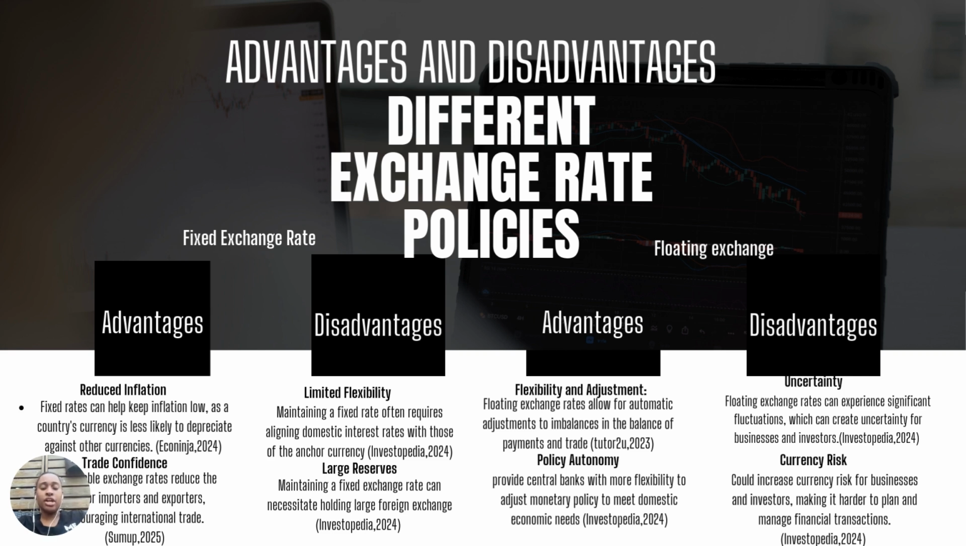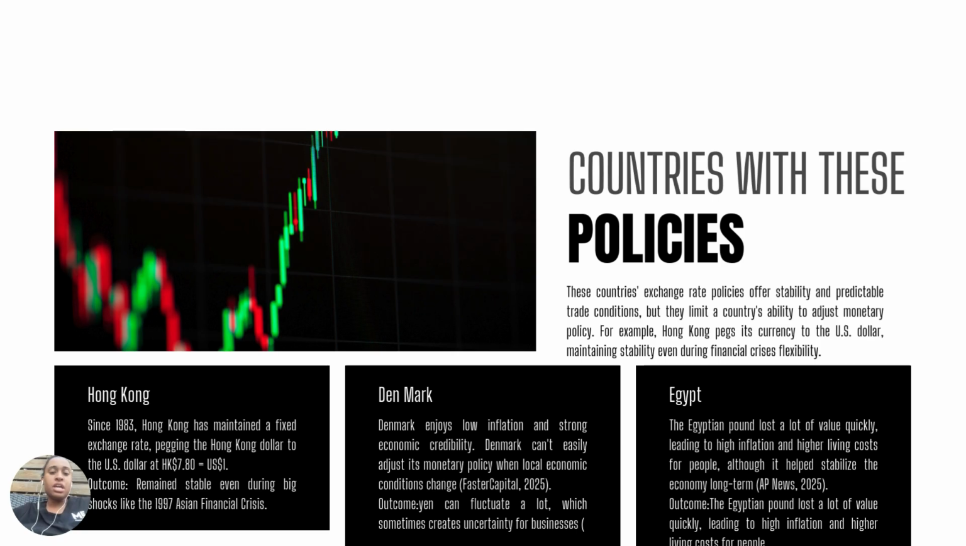For the floating exchange, I think you get a little bit more here. The advantages are flexibility and adjustment, which means that the rates allow for automatic adjustments to balance out the imbalance of payments and trade. Also, you get policy autonomy, which provides central banks with more flexibility to adjust monetary policies, which I think is pretty necessary. The disadvantages are uncertainty and currency risk. And later on in this presentation, we're going to see how those disadvantages have really affected a country. And we have countries with these policies next.